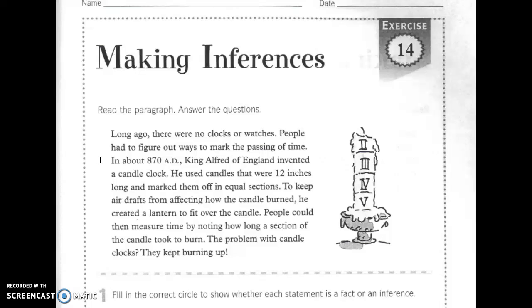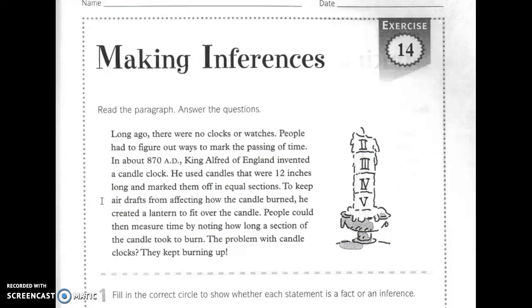In about 870 A.D., King Alfred of England invented a candle clock. He used candles that were 12 inches long and marked them off in equal sections. To keep air drafts from affecting how the candle burned, he created a lantern to fit over the candle. People could then measure time by noting how long a section of the candle took to burn.